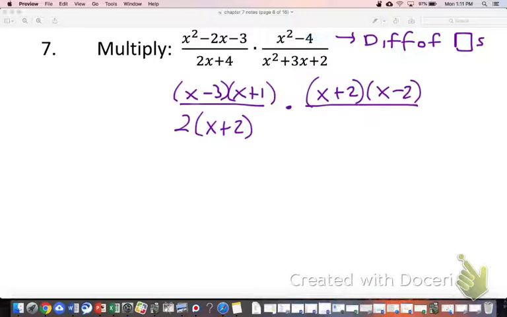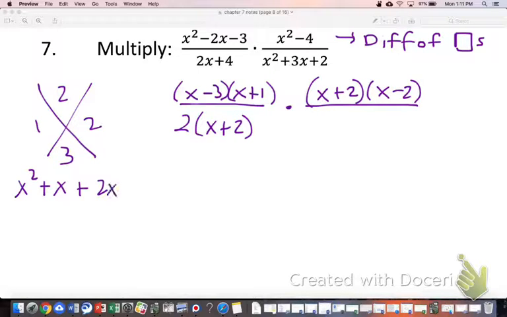Okay. And then lastly, we have this trinomial here. There's no GCF, so I'm not going to be concerned about that. But I will try to factor the trinomial as it stands. The trinomial is x squared plus 3x plus 2. So the AC is 2 and the B is 3. Did you guys come up with 1 and 2 for those two numbers? 1 and 2. Okay. So that's going to split the B like that. X squared plus x plus 2x plus 2.